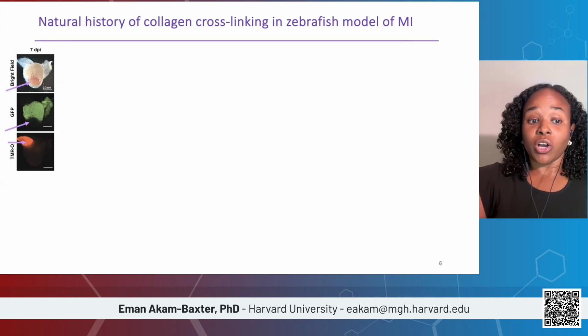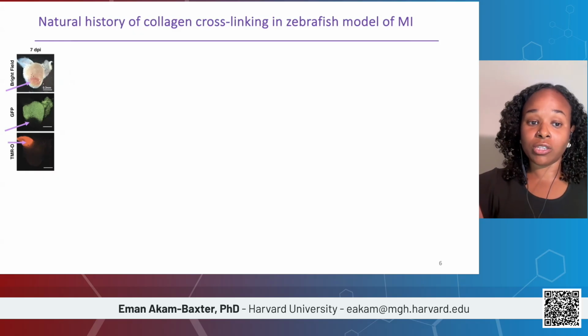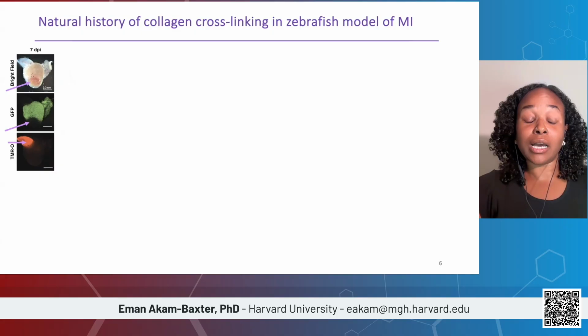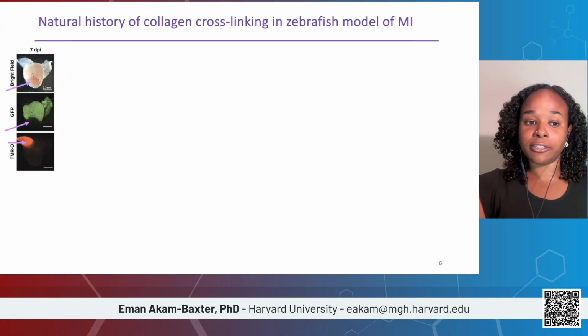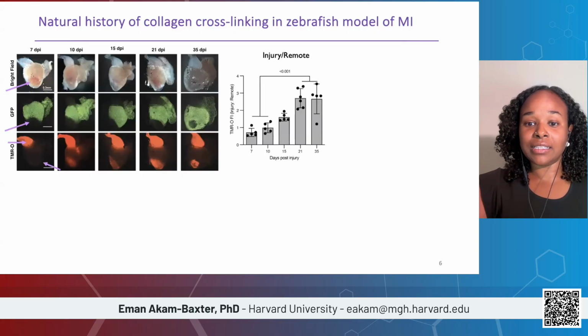And then, as I mentioned, we always see our probe accumulating in the structure in the zebrafish called the bulbus, but it's very similar in structure and function, composition and function to the aorta. So the story in the zebrafish was actually kind of the same. We don't see much accumulation of the probe in the ventricle at early days after injury, but that changes pretty quickly. And similar to mice, we see that cross-linking peaks around 21 days after injury.